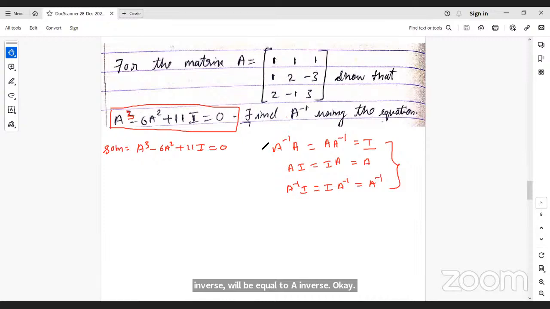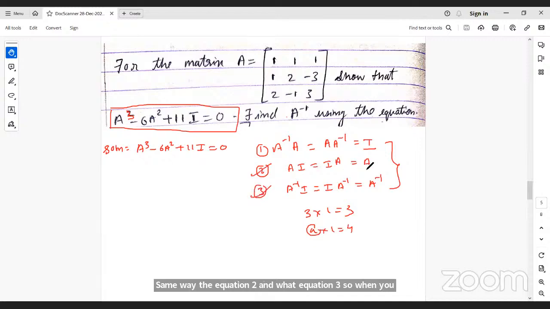The first formula is the product of A inverse into A. The second is multiplying a matrix with the identity matrix. Whenever you multiply any matrix with the identity matrix, you get the same matrix. It's just like multiplying 3 into 1, which is 3, and 4 into 1, which is 4. When you multiply any number with 1, we get the same number. In the same way, in equations 2 and 3, when you multiply any matrix with the identity matrix, the answer is always A.